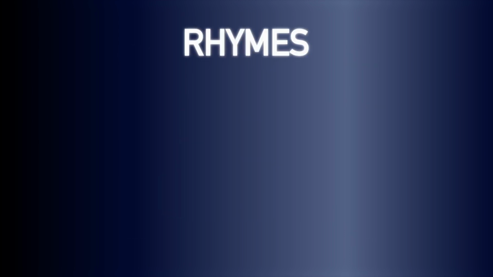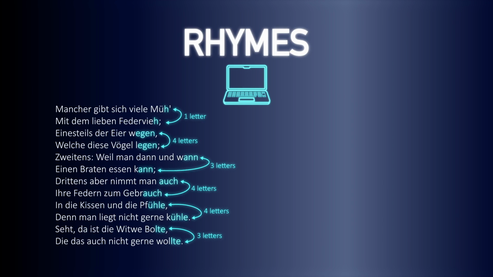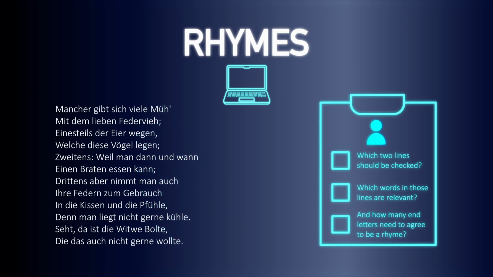But what are rhymes for a normal computer? A typical computer can measure how many letters at the end of 2 lines are the same, but a human must tell the computer before. Which 2 lines should be checked? Which words in those lines are relevant?